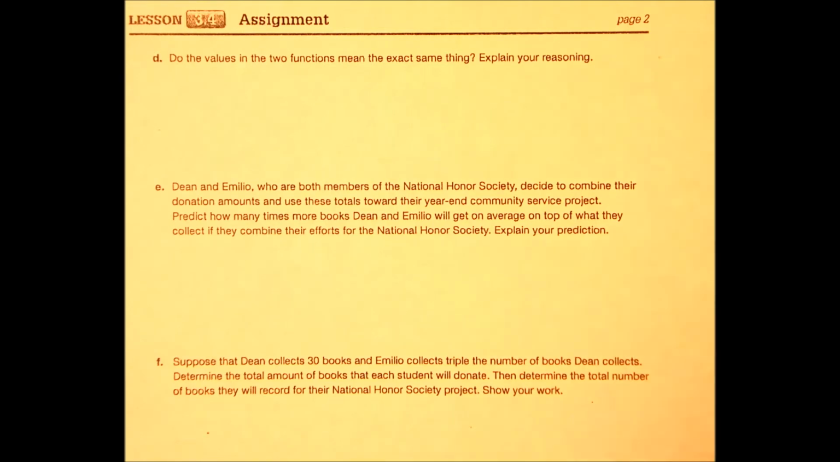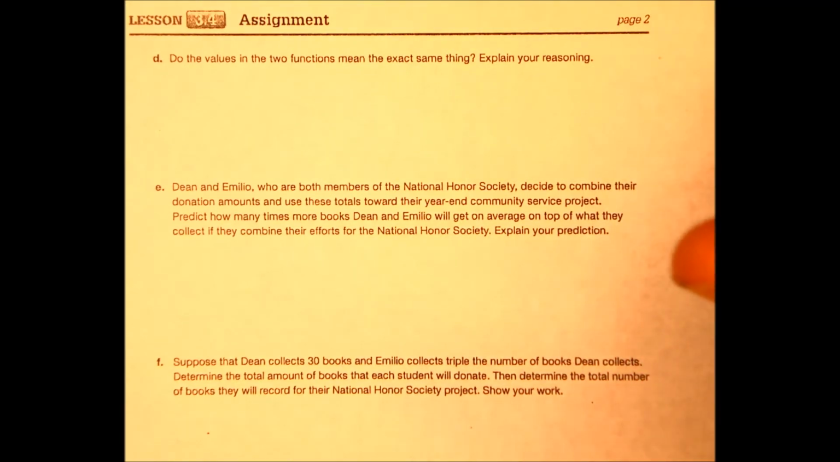Dean's books represents the numbers that he will donate. Emilio's function represents the total amount of books that he will be able to donate to the school. Remember, he's donating to 2 different places. So even though the equations look similar, they do represent 2 independent functions. They are independent of each other. Whatever Dean collects doesn't have any influence on what Emilio collects, and whatever Emilio collects has absolutely nothing to do with Dean's. Okay?